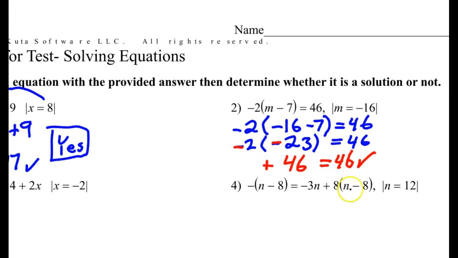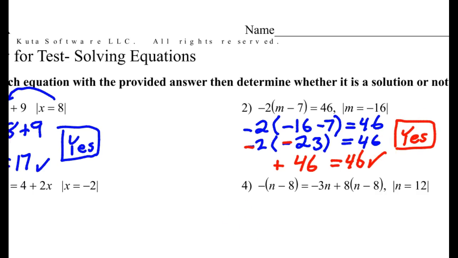And if we got different numbers, we know we had a mistake or we didn't have the right answer. And you go back and look for your mistake. Because all these are the correct answers.